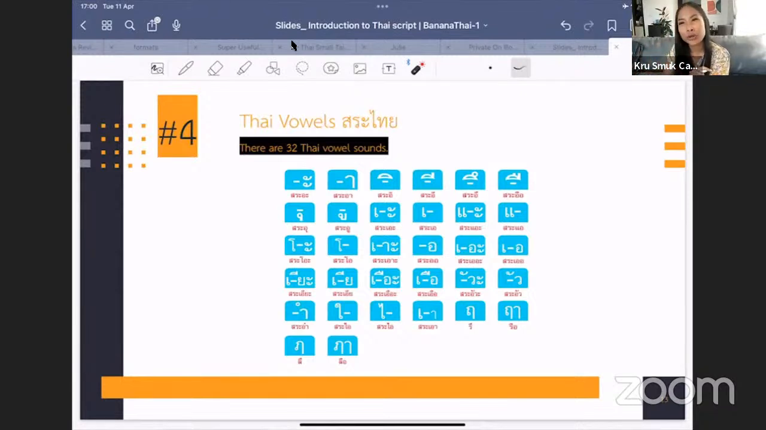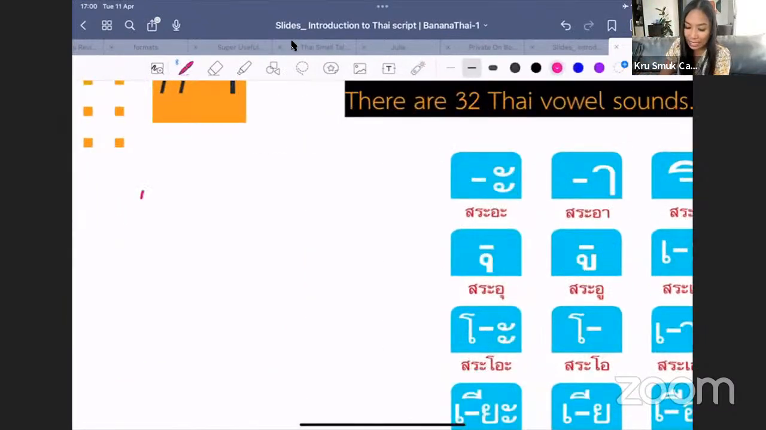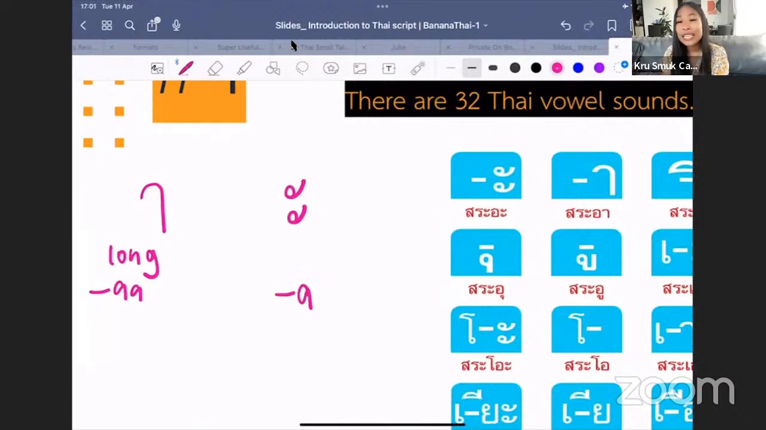But don't let this scare you, because half of it is just a long version of a sound. For example, let me show you quickly. This is สระอา, and this one has a long sound. And this one, สระอะ. These two sound the same, but the lengths of the sounds are just different. Sara a has a long sound and sara a has a short sound.